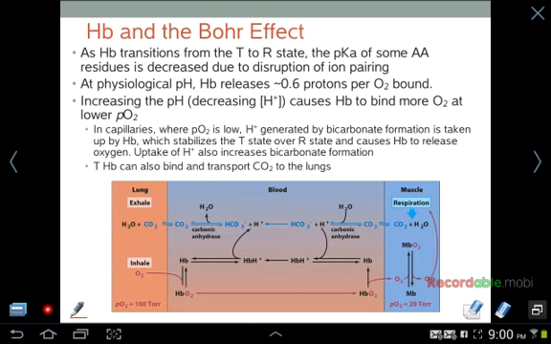Okay, so let's start in the lungs. We inhale. We bring in oxygen. We have a high partial pressure of oxygen in the lungs, so that high partial pressure facilitates the binding of oxygen to hemoglobin. So all the hemoglobin is going to get bound by oxygen.